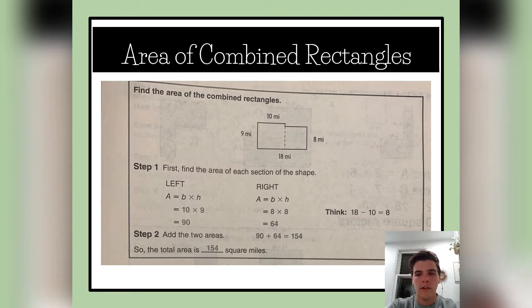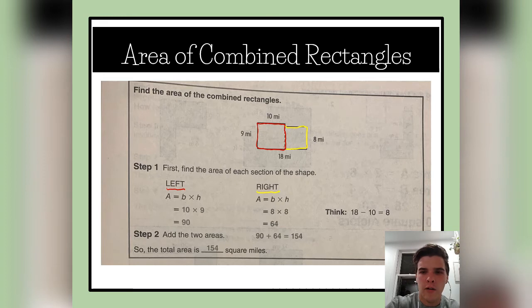Find the area of the combined rectangles. So we have two rectangles here, right? Even though they make one shape, they put this dotted line to show you that they want you to separate it into two separate rectangles. So on the left, in red, we're going to have this rectangle. And on the right, in yellow, we're going to have this rectangle.